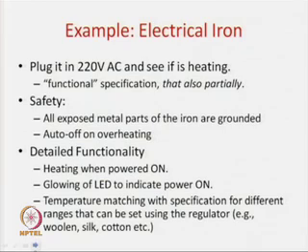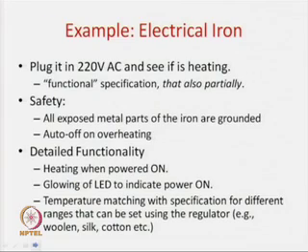Coming to the next thing. Before we go for VLSI or circuit testing, let us start with a very simple example of an electrical iron, a classical system. What do you mean by testing an electrical iron? If I ask a layman, he or she can say that you just plug in your iron to 220 volts AC and see if the heating is there.